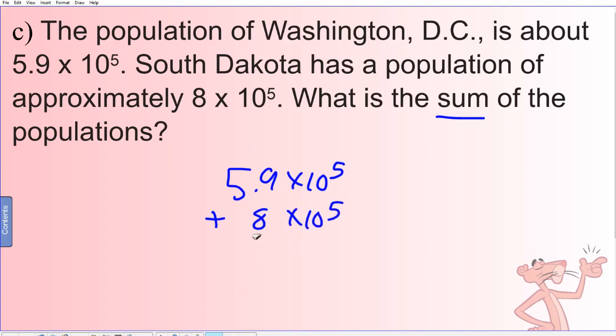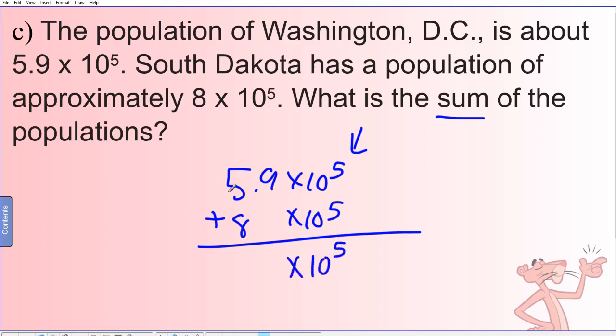I didn't line up my decimals properly. There we go. And since these guys both have the same power, it makes my life so easy. I haven't seen one of these in a while. Since they have the same power, I add the decimal pieces. I don't even have to worry about the power of 10. So 5.9 plus 8 is going to be 13.9.